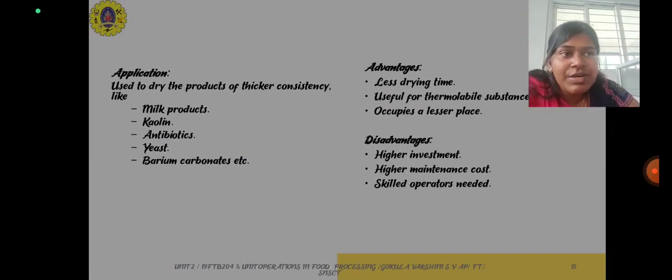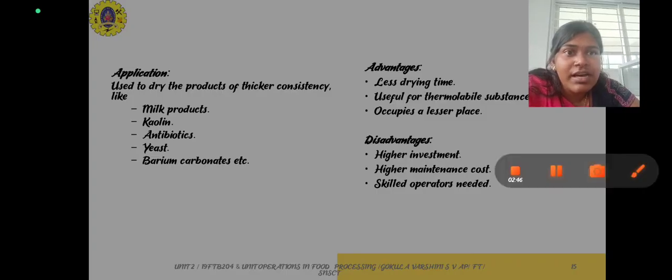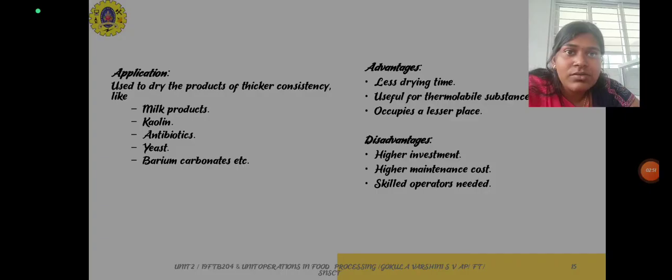So where are these drum dryers used? First, they are used for products of thicker consistency like milk products, cooling, antibiotics, yeast, bacterium, carbonates, etc.